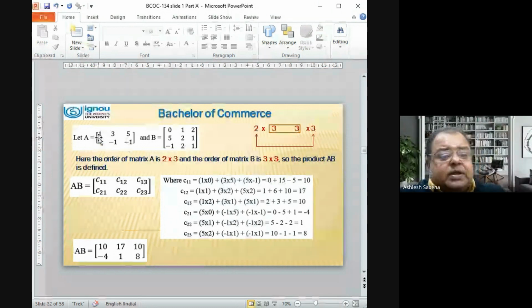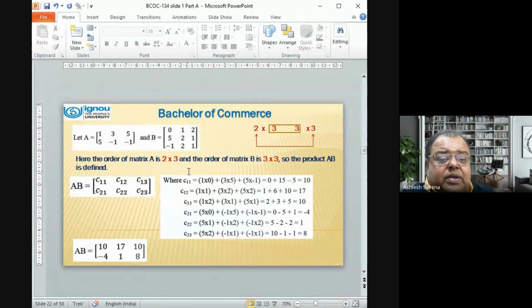Secondly, we will be multiplying these 3 elements with these 3 elements this way. I told you we will be moving this way, left to right, coming down. Left to right, coming down. So left to right and coming down with C12, first row, second column. 1 into 1 plus 3 into 2 plus 5 into 2. That is 17.